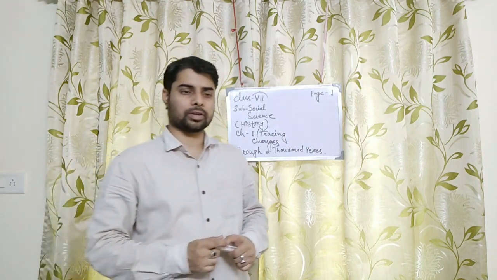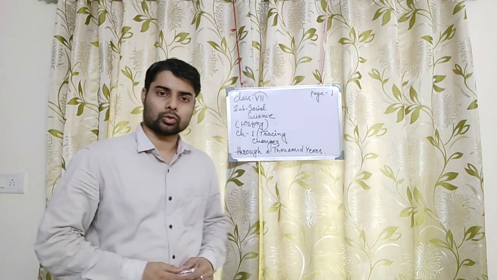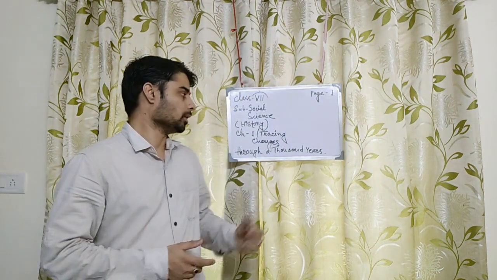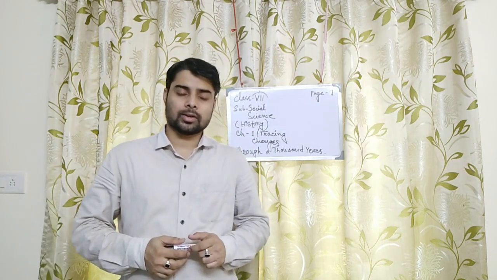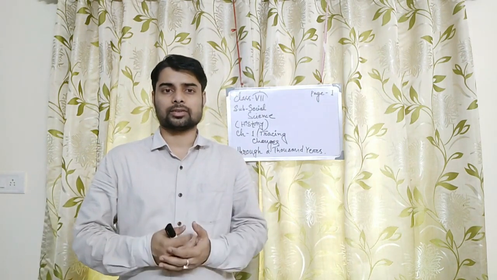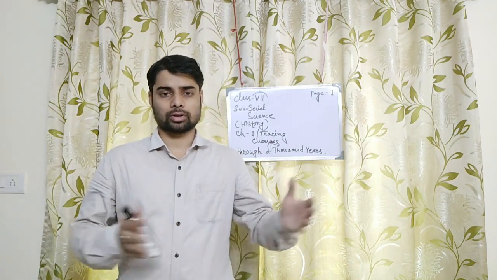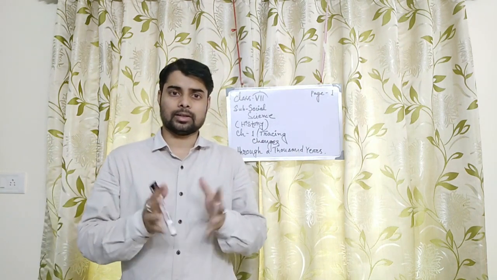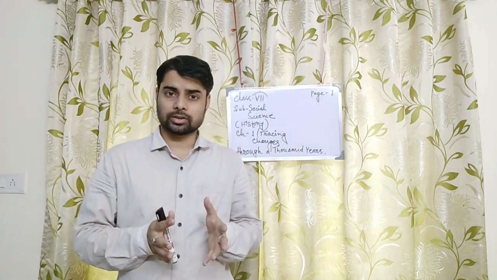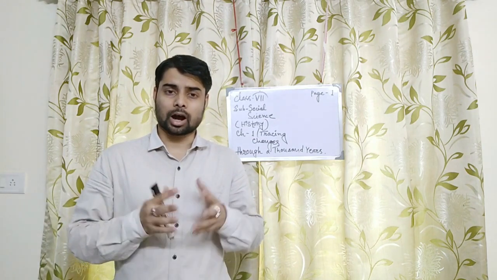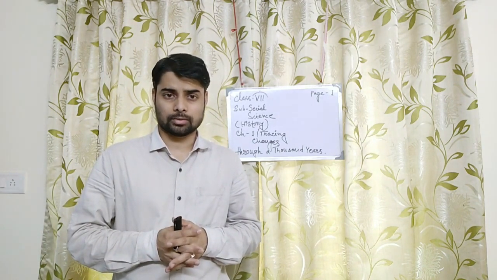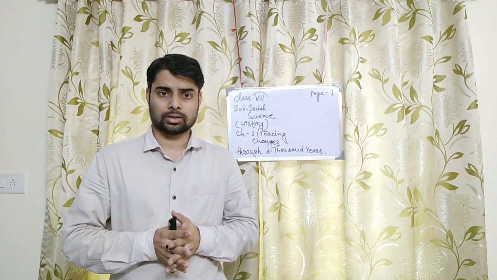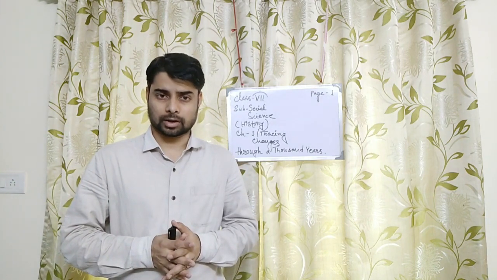Chapter 1. The name of the chapter is Tracing Changes Through 1,000 Years. So you have to know what the meaning of tracing changes is. Tracing changes means what changes happened throughout a certain time, throughout 1,000 years in Indian history, that we will read in this chapter, and how historians collect data about the history, how to write the 1,000 years history, we will discuss in this chapter.